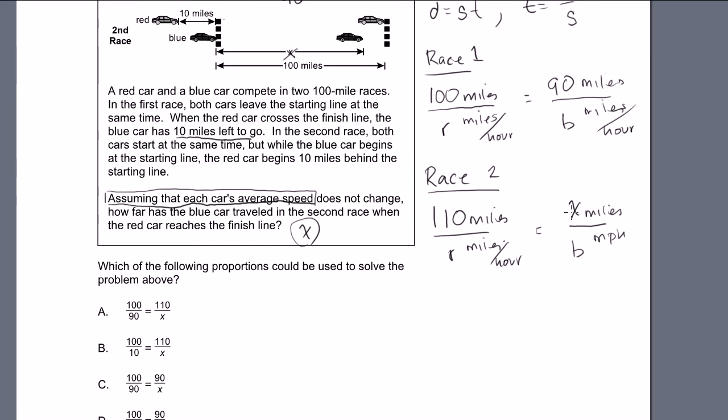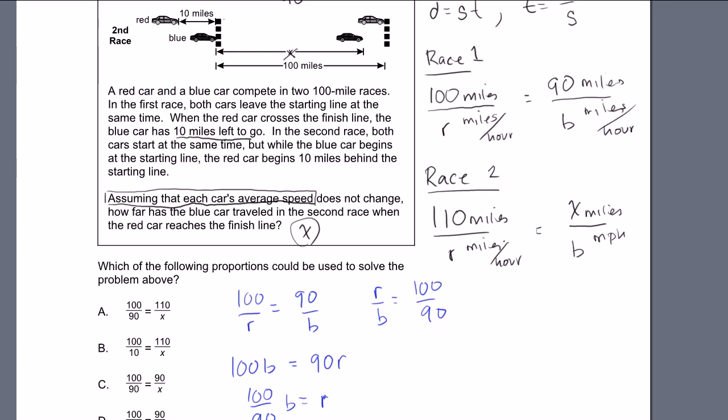Now, what do we have here? We want to solve for x, and maybe, just maybe, if we can find an expression for the ratio between r and b, then maybe we can solve for x. Let me show you what I mean by that. Let me switch colors to make this a little bit less monotonous. From race 1, we got the information that 100 over r is equal to 90 over b. If we cross multiply, we get 100 times b is equal to 90 times r. If we divide both sides by 90, we get 100 over 90 times b is equal to r. If you divide both sides by b and swap the sides, you get r over b is equal to 100 over 90. So we know what the ratio of red speed to blue speed is. It's 100 to 90.